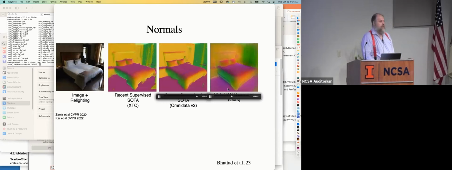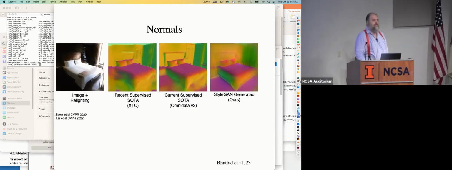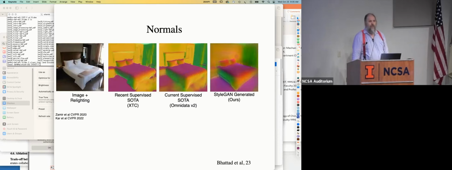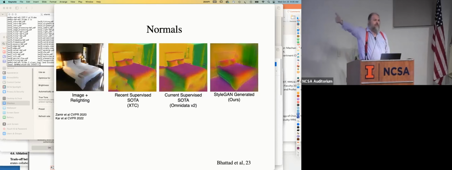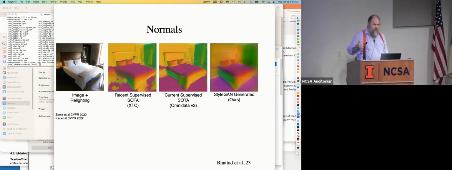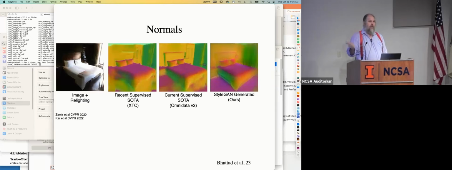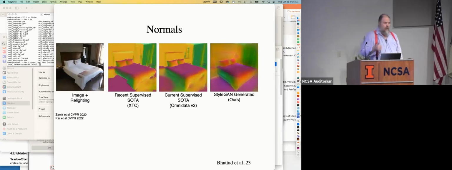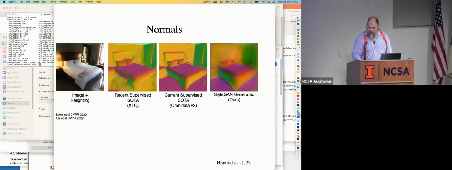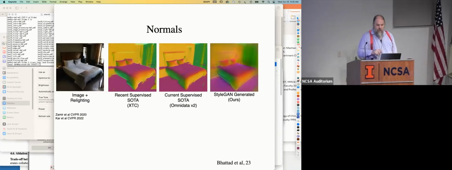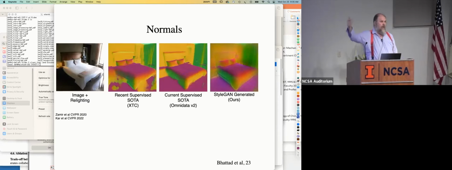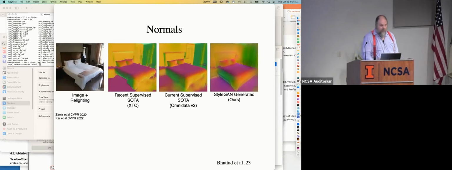StyleGAN's normals look like that. They are much, much less susceptible to changes in lighting. Why? Because it put the lighting there itself. So if you could persuade StyleGAN or another image generator to generate the image that you actually have, then you could get reliably and in interesting ways well-behaved normals.